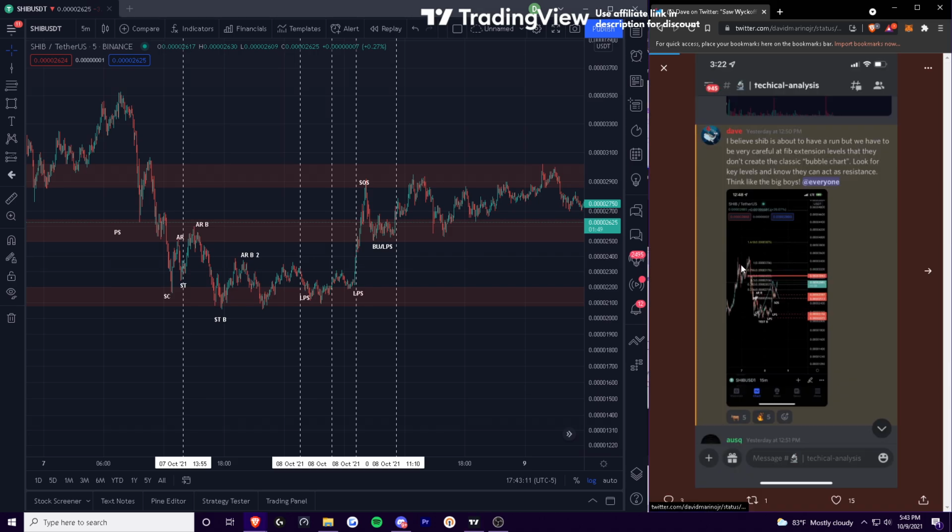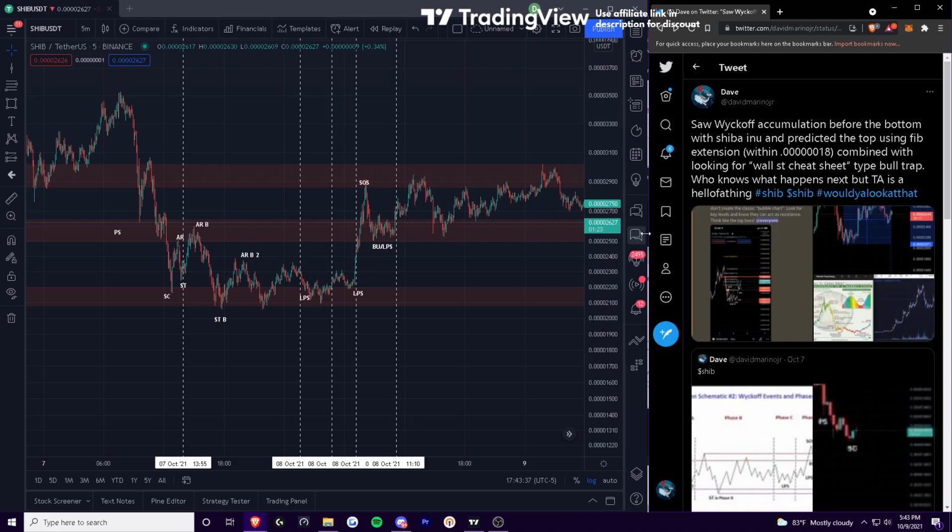I also put this in my Discord, and I know it might be a little hard to see, but basically I said, I believe SHIB is about to have another run, but be careful at fib extension levels that they don't create a classic bubble chart, or if you're familiar, the Wall Street cheat sheet. I'll show you an example of it. Look for key levels and know they can act as resistance. Think like the big boys.